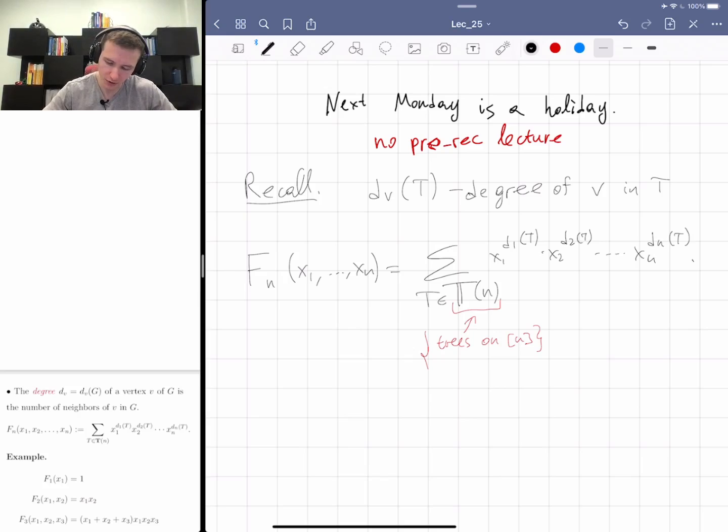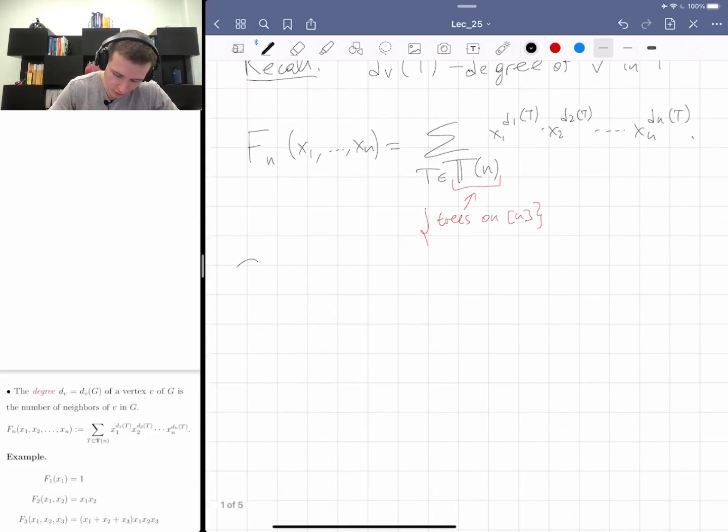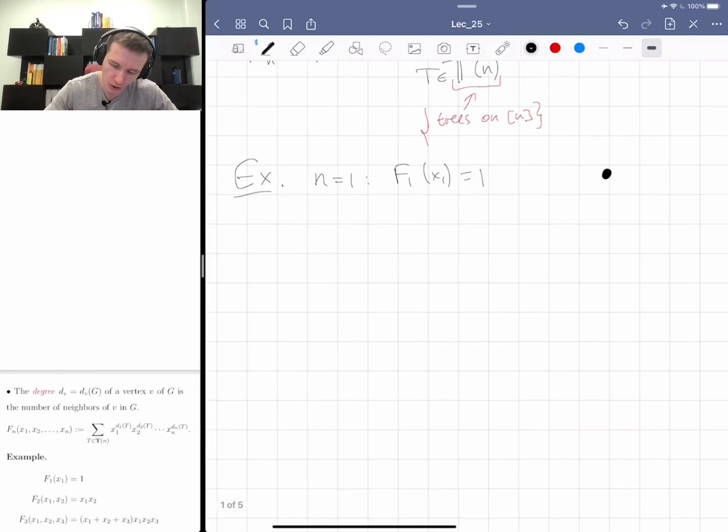I think I computed some examples. The first three examples you can compute by hand: for n equals 1, f1 of x1 is just 1, which corresponds to the unique tree with one vertex. And for n equals 2, f2 of x1 x2 is equal to x1 x2, which corresponds to the unique tree on {1, 2} with 2 vertices.